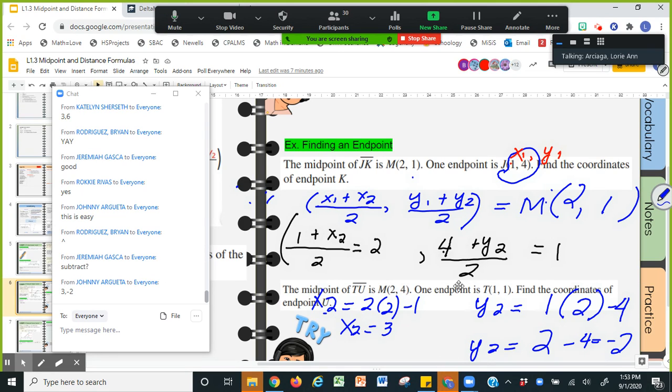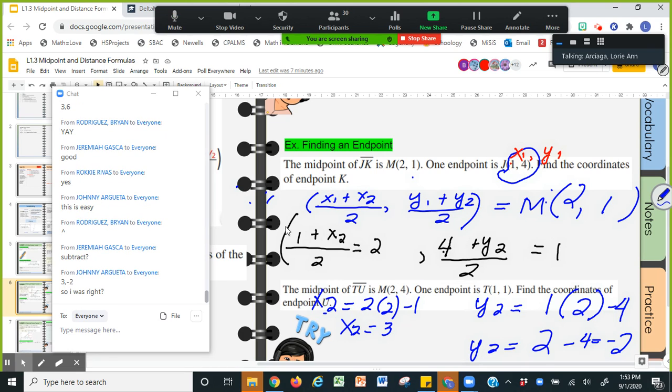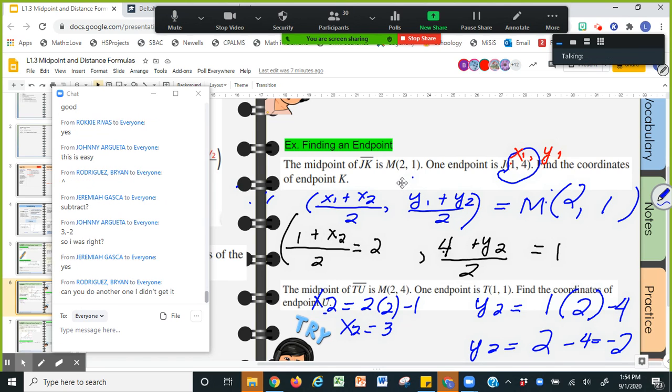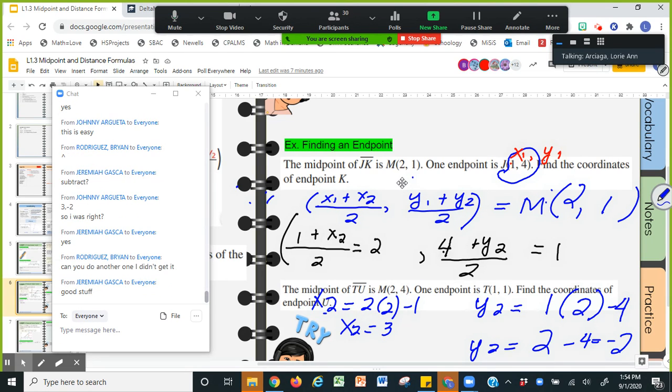Okay, I'm sorry, it was all over the place now. I ran out of space. Okay, so if you're looking for the endpoint, you have to work backwards. Okay? Yeah. You're right, honey. Okay. So that's an example on how to find the endpoint.